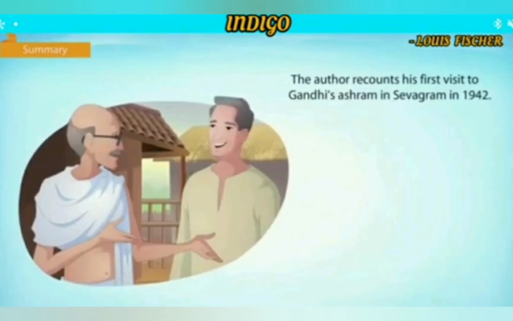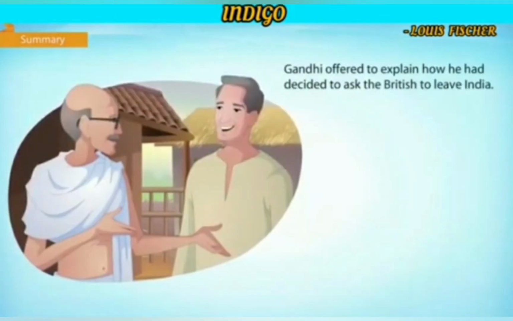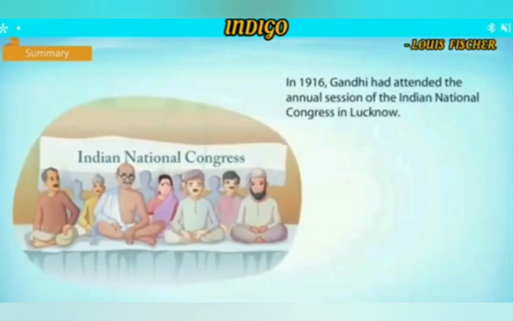The author recounts his first visit to Gandhi's ashram in Sevagram in 1942. Gandhi offered to explain how he had decided to ask the British to leave India. In 1916, Gandhi had attended the annual session of the Indian National Congress in Lucknow.